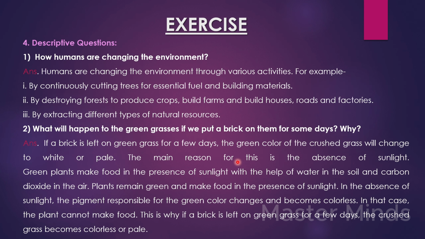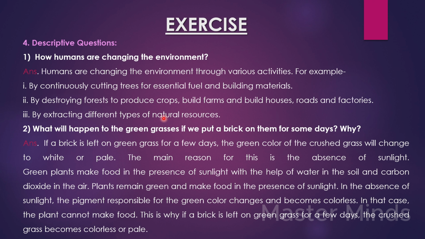Exercise number 4. Descriptive questions or broad questions. 1. How are humans changing the environment? Answer: Humans are changing the environment through various activities. For example, by continuously cutting trees for essential fuel and building materials, by destroying forests to produce crops, build farms, houses, roads and factories, and by extracting different types of natural resources.